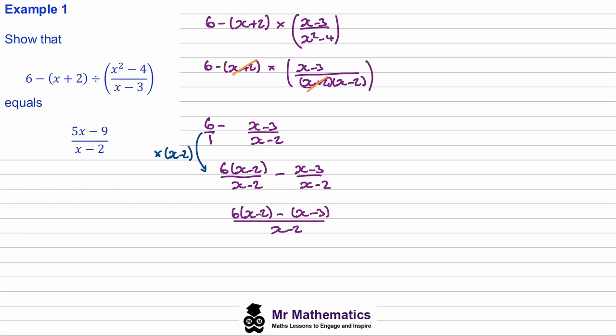Okay, so now we can just expand out the brackets. So we get the 6x minus the 12 minus the x and then plus the 3 all over x minus 2. We can collect these like terms. So we get 5x and then minus the 9 all over x minus 2. And that's exactly what we were asked to show here. Okay? Let's try another question.